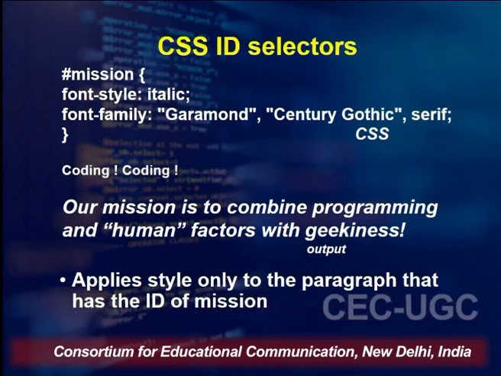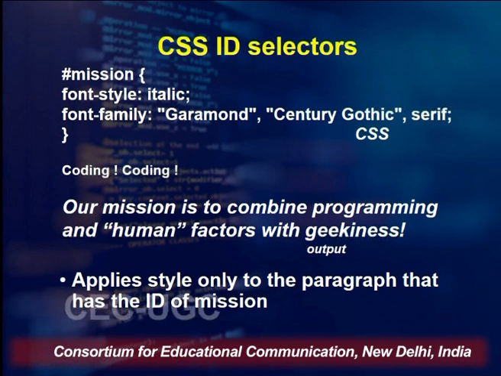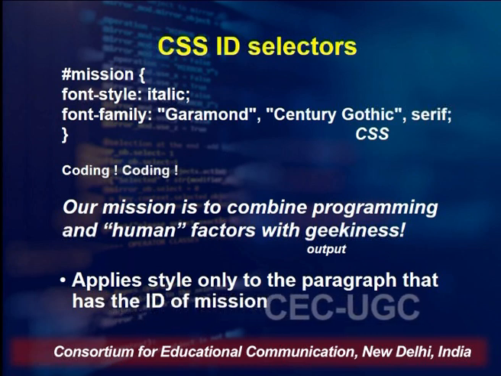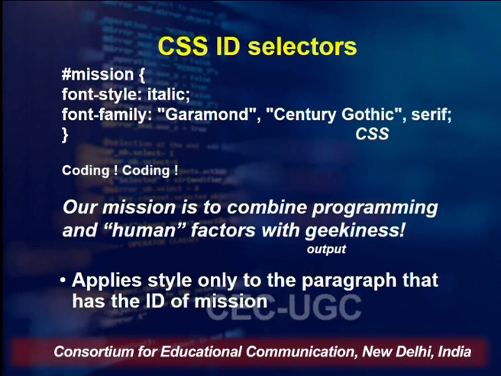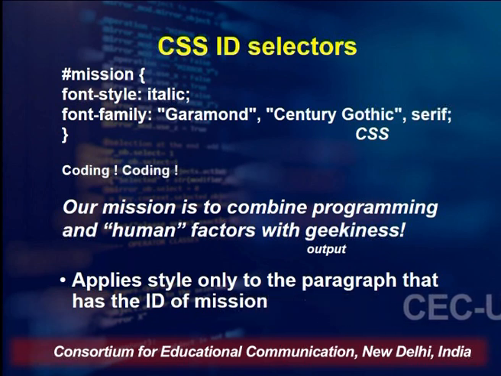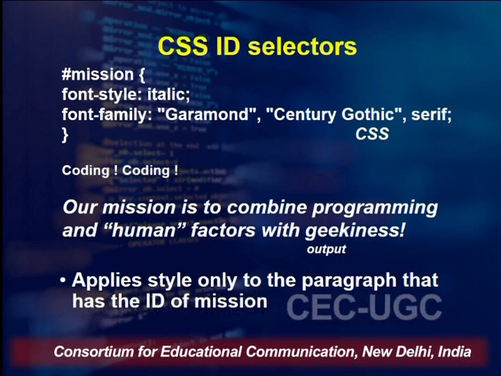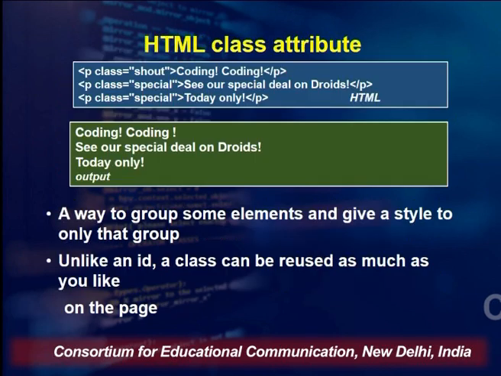And then we have a paragraph which is called mission. So, we say P ID is equal to mission. That paragraph will inherit all the style which has been defined in this particular ID. The style which will be inherited will be only for that particular paragraph, because we already said that an ID can be used only once in a web page. So, if you are defining an ID for a particular paragraph, then whatever CSS you have defined for that ID will be used for that particular tag instance only.